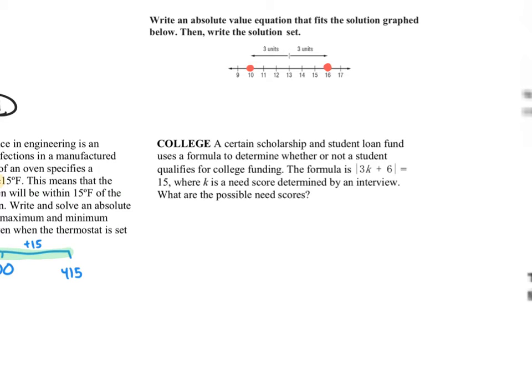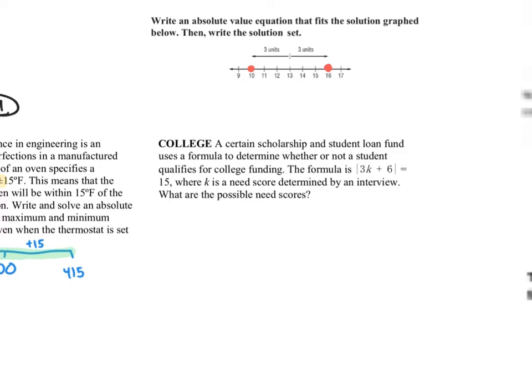A certain scholarship and student loan fund uses a formula to determine whether or not a student qualifies for college funding. This formula is absolute value of 3K plus 6 equals 15, where K is a need score determined by an interview. So they'll ask you different questions and determine if you are eligible for the loan or not. And so it's asking, what are the possible need scores? We will return to this one once we see how to solve absolute value equations.